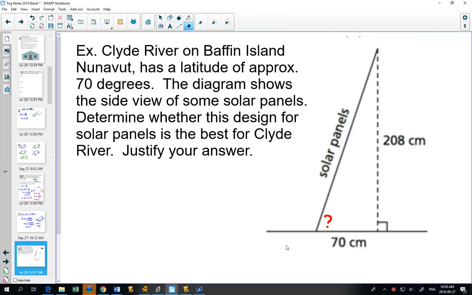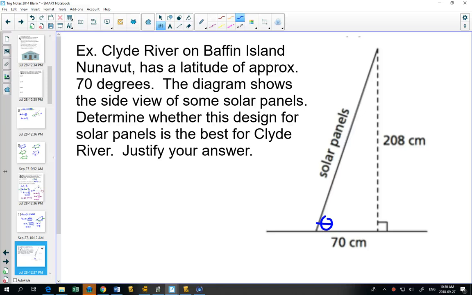So when we don't know an angle, the most common symbol for angles that we'll use is theta. So I need to find that angle theta. And if that angle theta is 70 degrees or close to 70 degrees, this will be a good design. If that angle is not 70 degrees, then this design won't be very good.